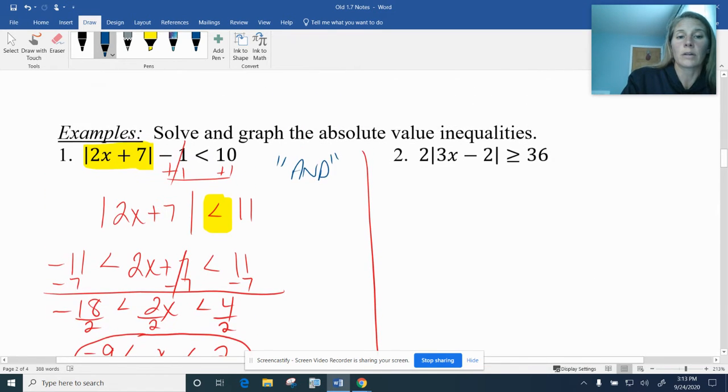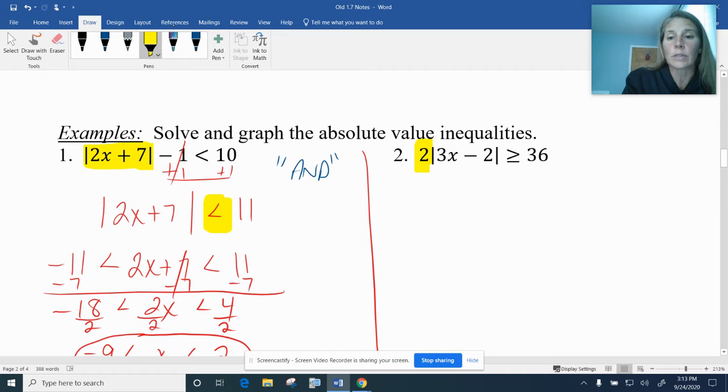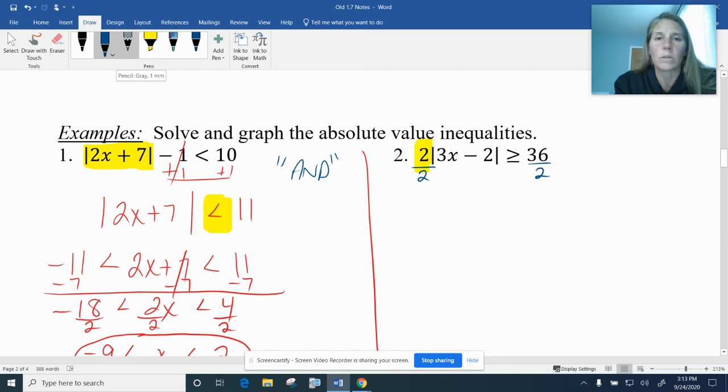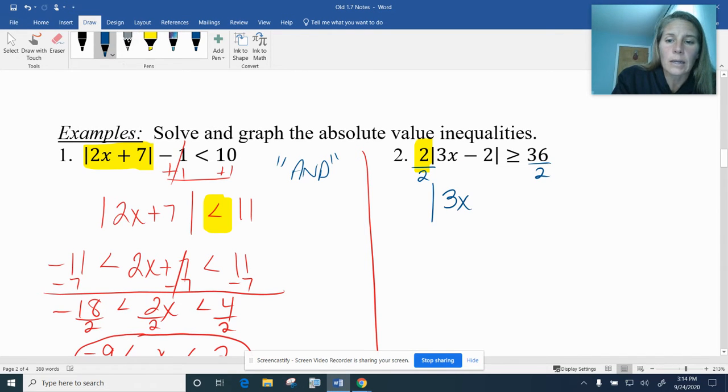second problem here. Now this one, again, we have this number out here, this 2. We need to isolate this absolute value 3x minus 2. So we have to divide that 2 out. Some people might want to multiply or try to distribute, but you don't distribute to absolute value. You could distribute parentheses, but not absolute values. So this is now 3x minus 2 is greater than or equal to, and 36 divided by 2 is 18.